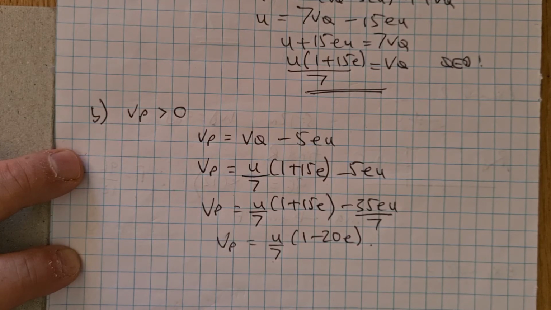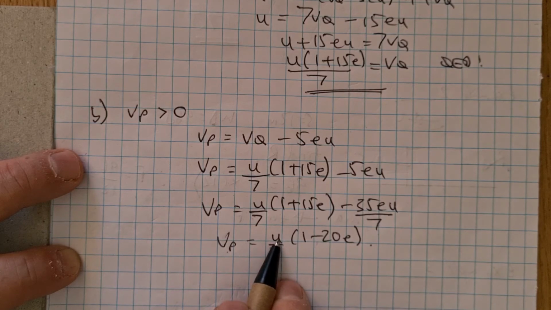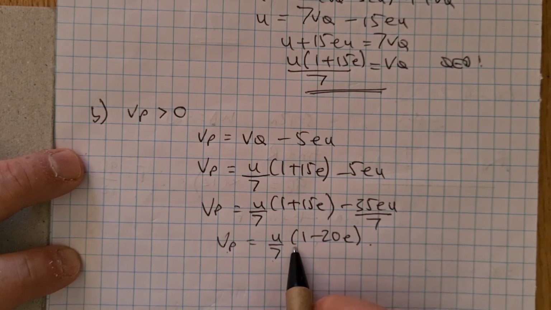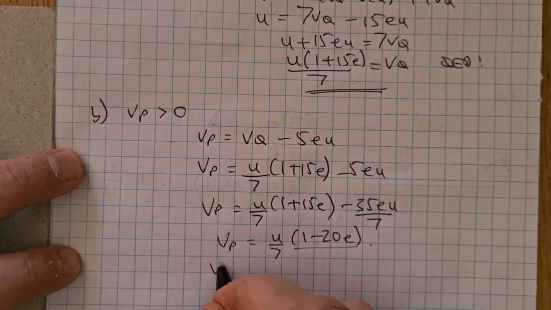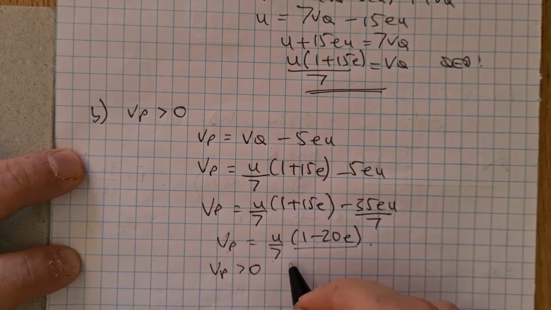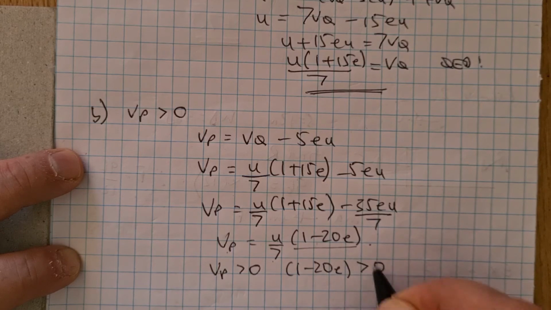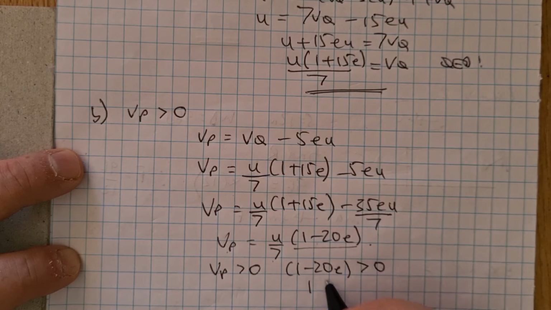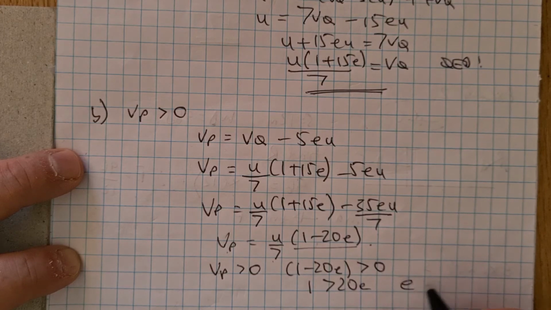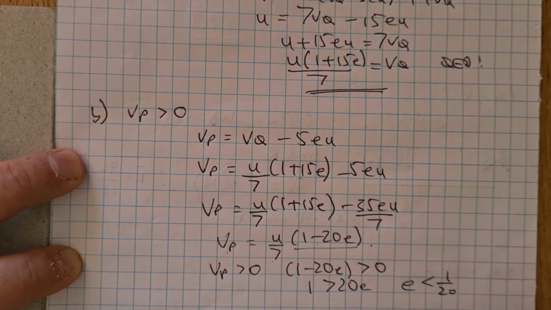So we are told that VP has to be greater than 0. Since U has to be positive, we can just concentrate on this part of the equation. So if VP is greater than 0, we know that 1 minus 20E must be greater than 0. So if 1 is greater than 20E, we therefore can state that E is less than 1/20th.